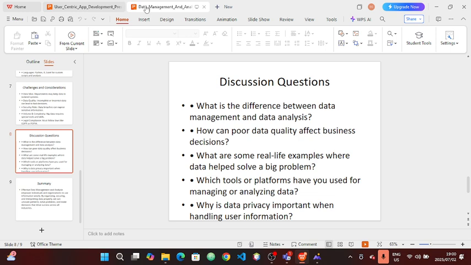So coming back to data management and data analysis. Here is the question: what is the difference between data management and data analysis? A lot of people were confused here. Is there anyone answering on the chat? What is the difference? There's one person answering, but I think they might be answering the previous question. Okay, no problem.